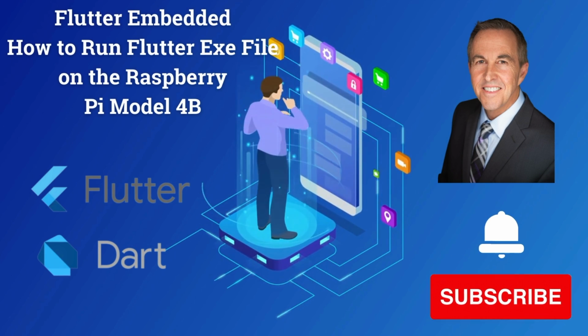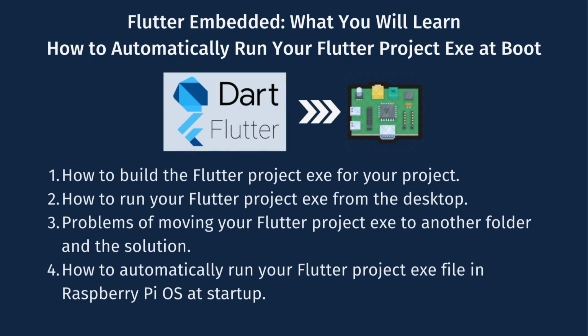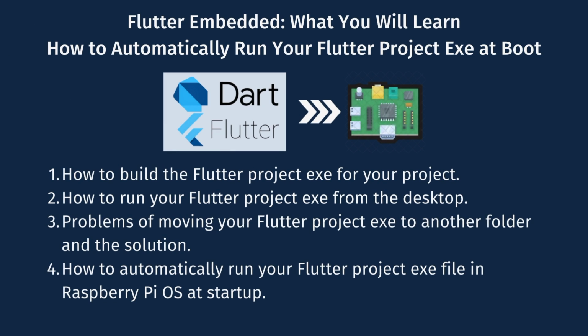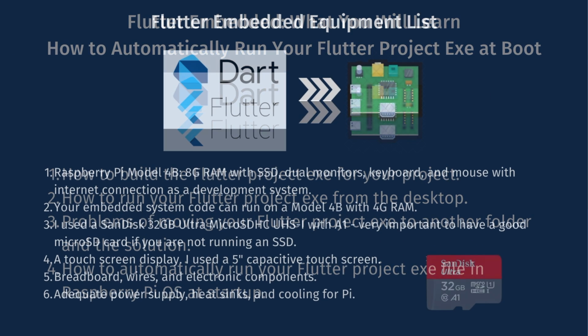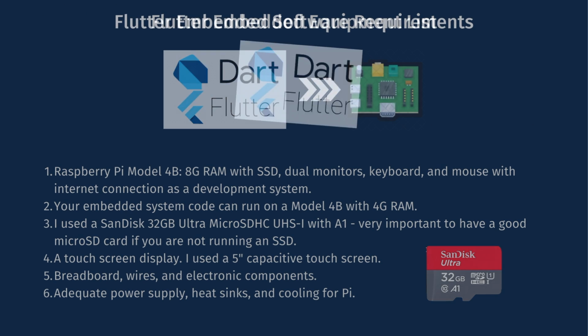Welcome to this lesson on Flutter Embedded on how to run your executable on the Raspberry Pi. We're going to cover four steps so that you can automatically boot up and have your embedded system fill up your 5-inch or 7-inch touchscreen. This is a recap of the equipment I'm using. I'm going to put it also in the description.